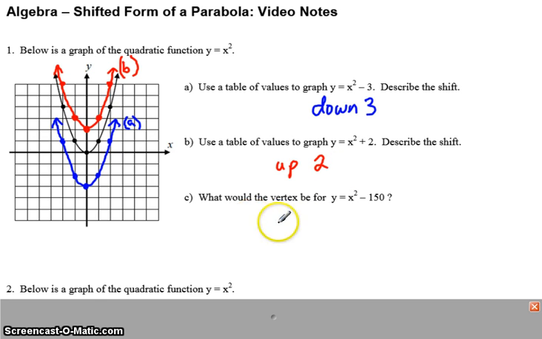And then in part C it says, what would the vertex be for y equals x squared minus 150? Well, we know this would be down 150, but what would the coordinates be? What would the vertex be? So it's looking for the xy coordinates. Well, the x wouldn't change. It would still be 0. But the minus 150 tells me it would be moved down to negative 150 in the y. So that would be our new vertex.